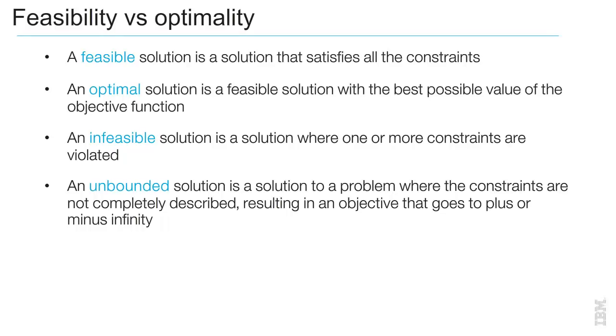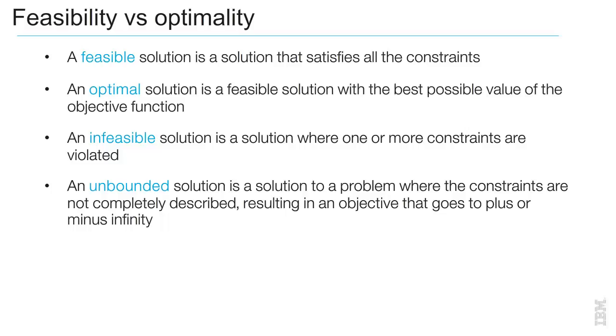In optimization, a solution is a proposal of specific values for the decision variables, regardless of whether it is a desirable or even an allowable set of choices. Solutions can be classified as follows. A feasible solution is one that satisfies all the constraints. An optimal solution is a feasible solution that also achieves the best possible value of the objective function. An infeasible solution is a solution where one or more constraints are violated.